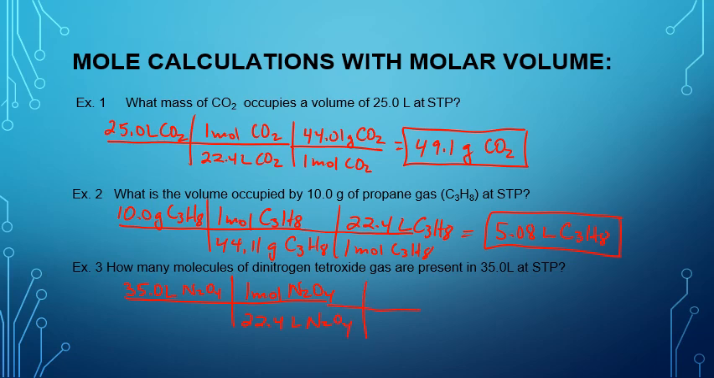And then our last step in this process, because we're trying to go to molecules, we don't have to deal with mass. So 1 mole of the N2O4 will be the equivalent of 6.02 times 10 to the 23rd molecules of N2O4. And if we plug that into the calculator, we end up with 9.41 times 10 to the 23rd molecules of N2O4.